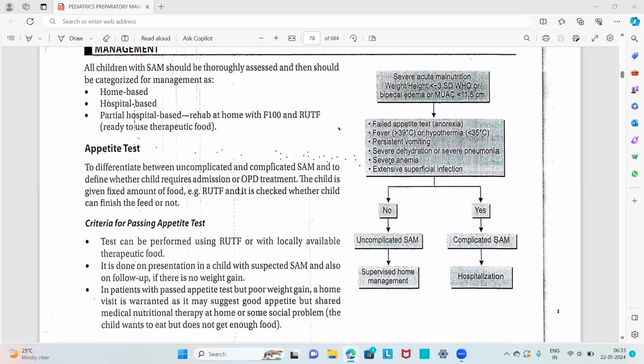Then what is an appetite test? It can be asked as a short note. What is the appetite test? It is to differentiate between uncomplicated and complicated SAM, and to define whether the child requires admission or OPD treatment. The child is given a fixed amount of food, for example ready to utilize therapeutic food, and it is checked whether the child can finish the feed or not.